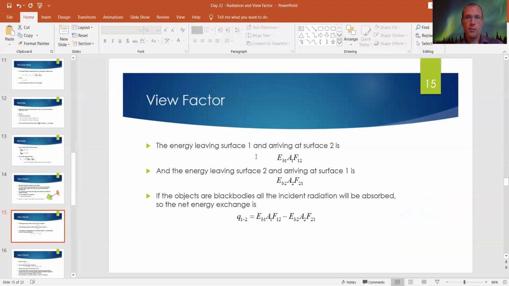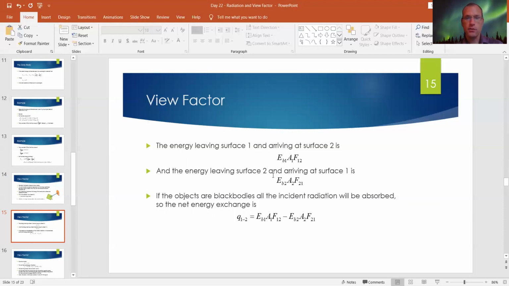So total energy leaving surface 1 and arriving at surface 2. EB for object 1, again, EB is just sigma T to the 4th. That's my total energy leaving surface 1 per unit area, there's no area in there. So multiply by its area, and that now gives me the total energy leaving surface 1. And then I need this fraction that hits surface 2, so I just throw in this factor, F12, and that's the total energy leaving surface 1 hitting surface 2.